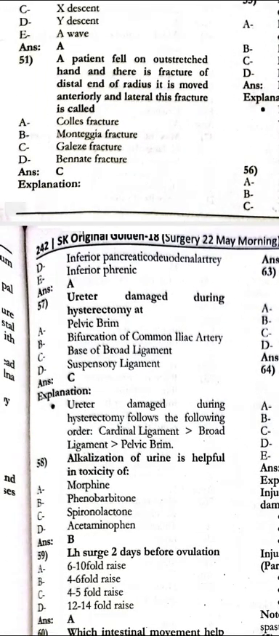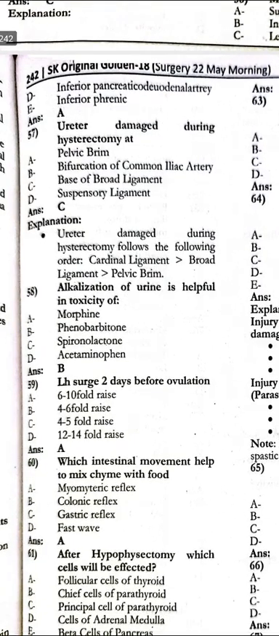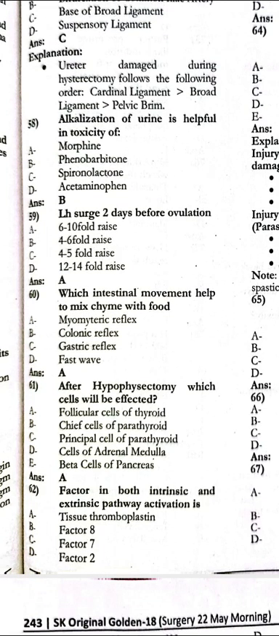The ureter is damaged during hysterectomy at the base of the broad ligament. Alkalization of the urine is helpful in phenobarbital toxicity. Luteinizing hormone 2 days before ovulation shows a 6 to 10 fold rise. Which intestinal movement helps to mix chyme with the food? That is the myenteric reflex.